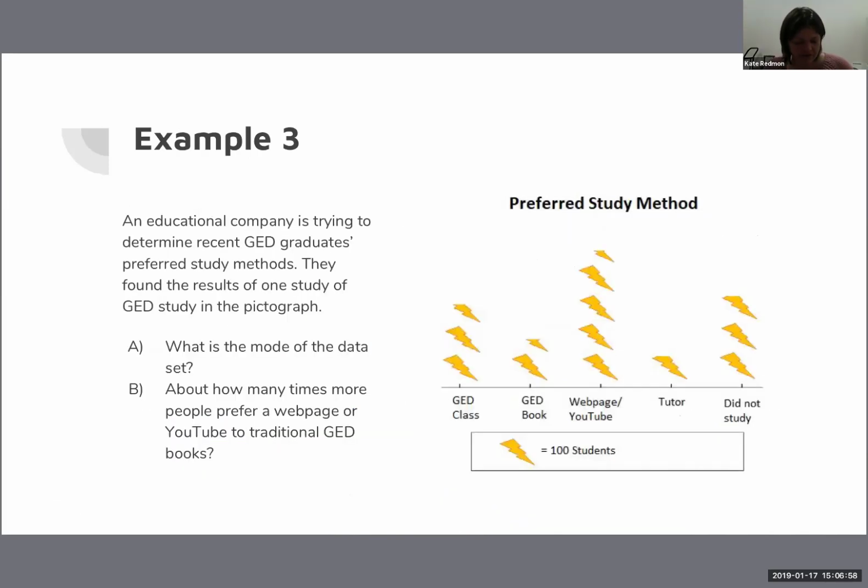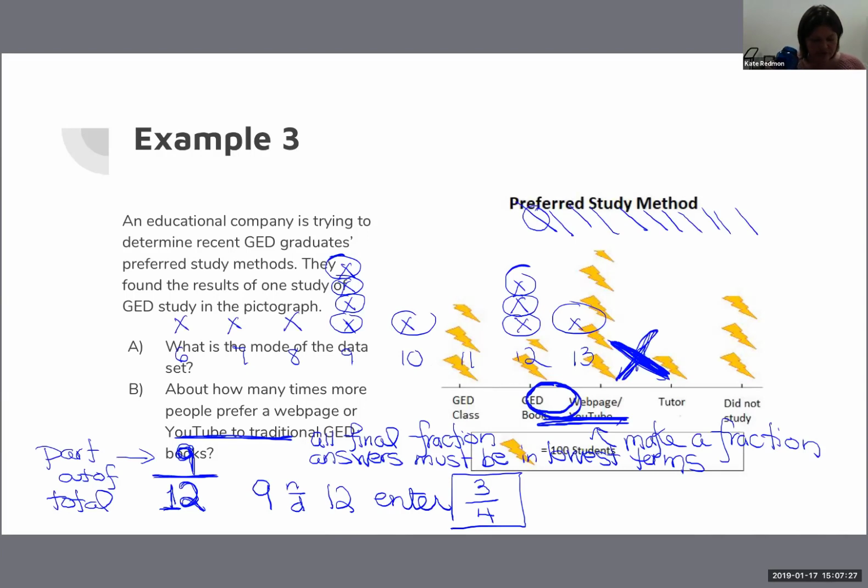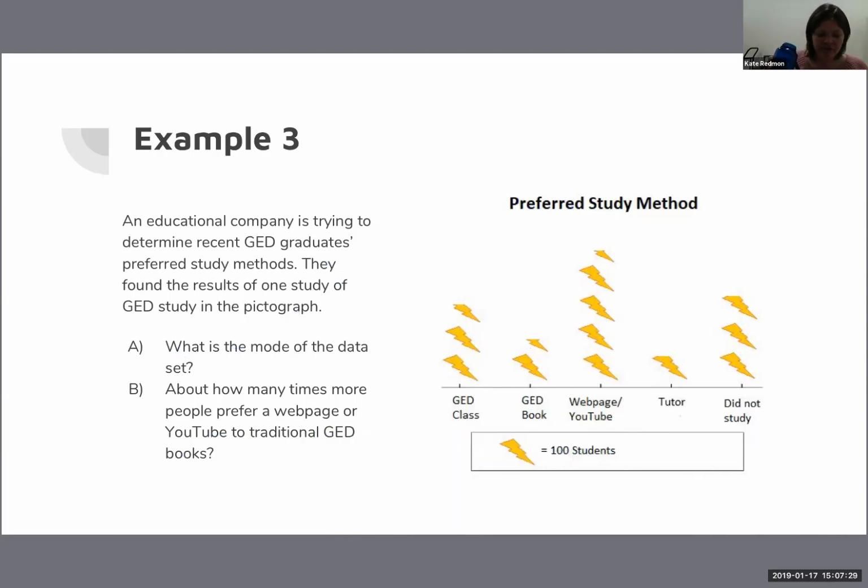What kind of a graph is this, you guys? You remember what this one was called with the pictures? Pictograph. It's a pictograph, exactly. Okay, so we're looking at a pictograph now. An educational company is trying to determine recent GED graduates' preferred study methods. They found the results of one study. My English is confusing here. I think I meant to say GED students. Okay, they found the results of one study of GED students in the pictograph.